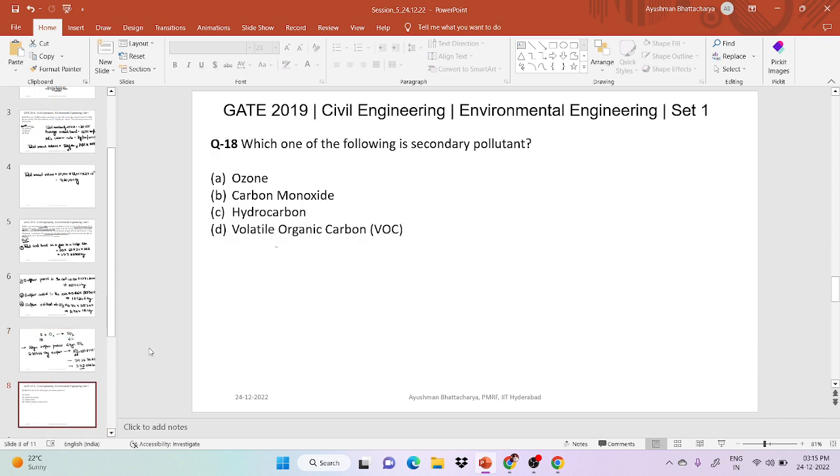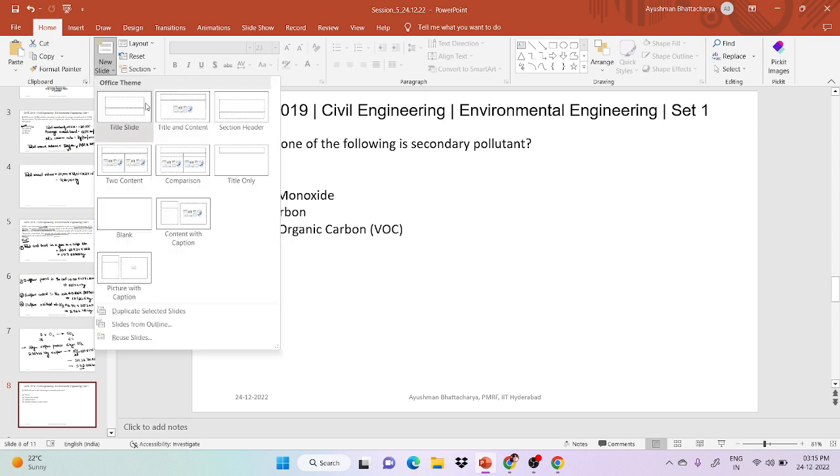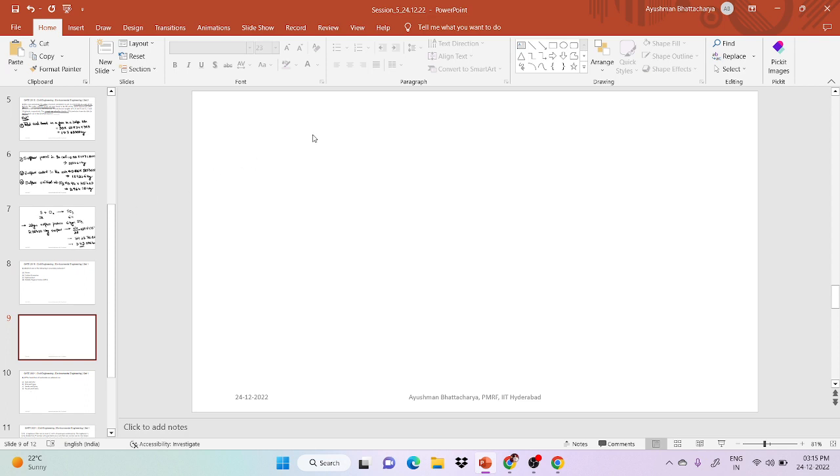We will move to the next question. In this question, they are asking which one of the following is a secondary pollutant: ozone, carbon monoxide, hydrocarbon, volatile organic carbon. Before solving this question, we should first know what is meant by secondary pollutant and what is meant by primary pollutant.